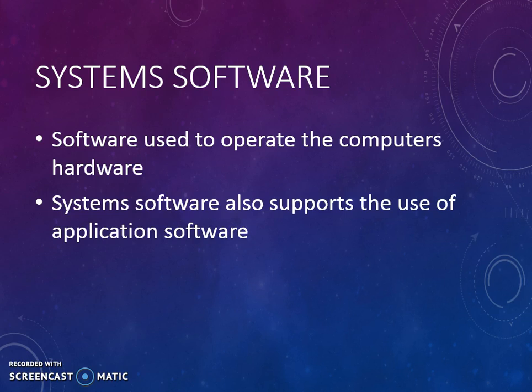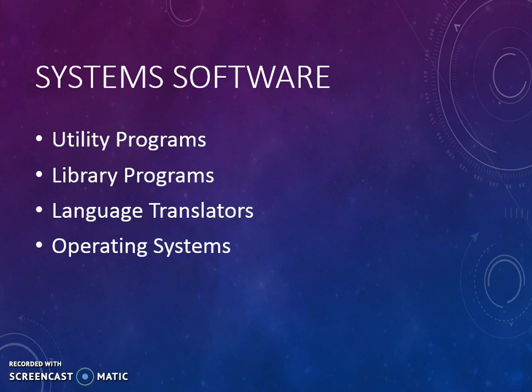System software is software that's used to operate the computer's hardware. So it has some kind of interface with the computer's hardware. System software supports the use of application software, so without it, we wouldn't have our applications. Within system software, there are four categories: utility programs, library programs, language translators, and operating systems.